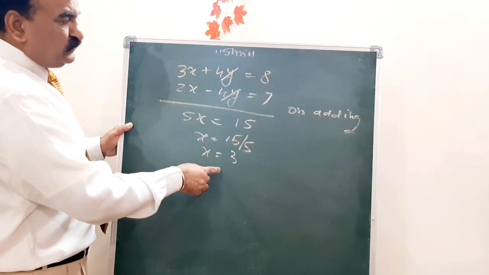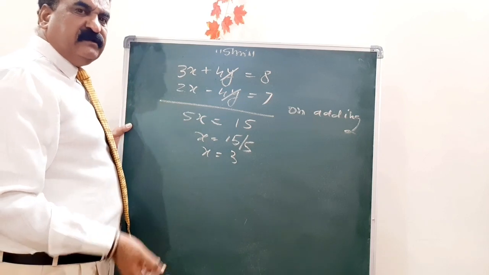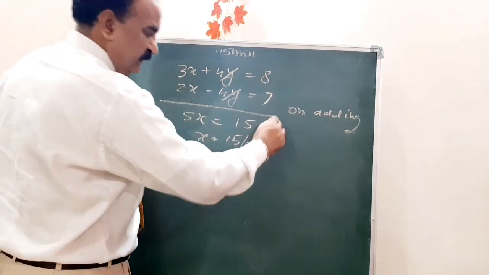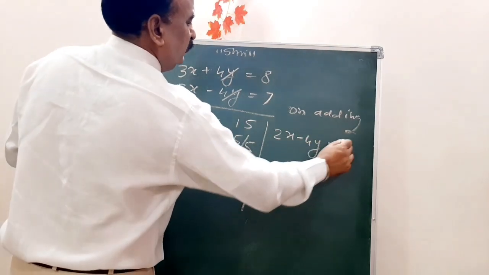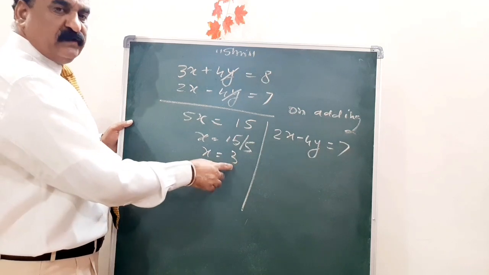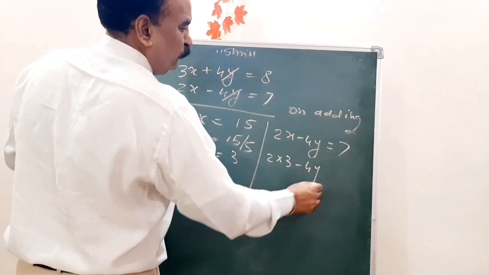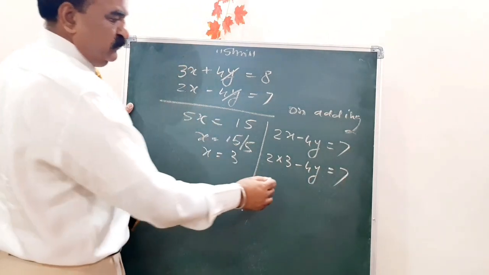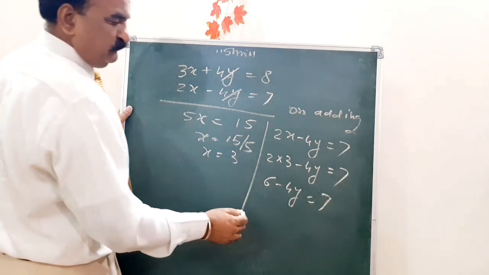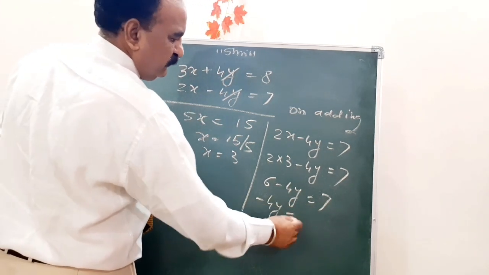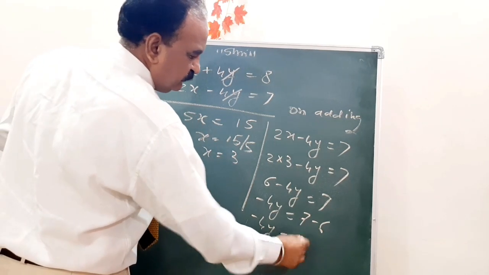Now you got x is equal to 3. You can put it in the first equation or you can put it in the second equation. Now I am going to put it in the second equation. Let us see how. 2x minus 4y equal to 7. In place of x you can put here 3. So 2 into 3 minus 4y is equal to 7. So 6 minus 4y equal to 7. Minus 4y is equal to 7 minus 6.